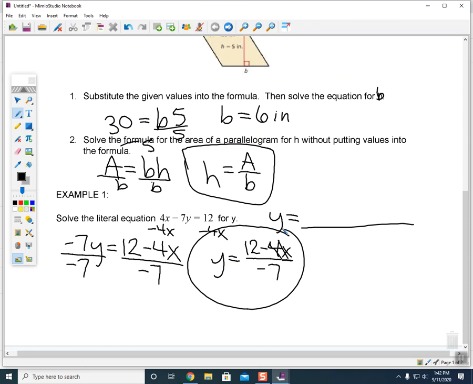Now, you could write this, y equals negative 12 over 7 minus 4 over 7x. I could distribute or divide this up, but this is the same thing as just dividing the whole thing by negative 7. I like to divide the whole thing by negative 7, because then I don't have to deal with fractions as much.